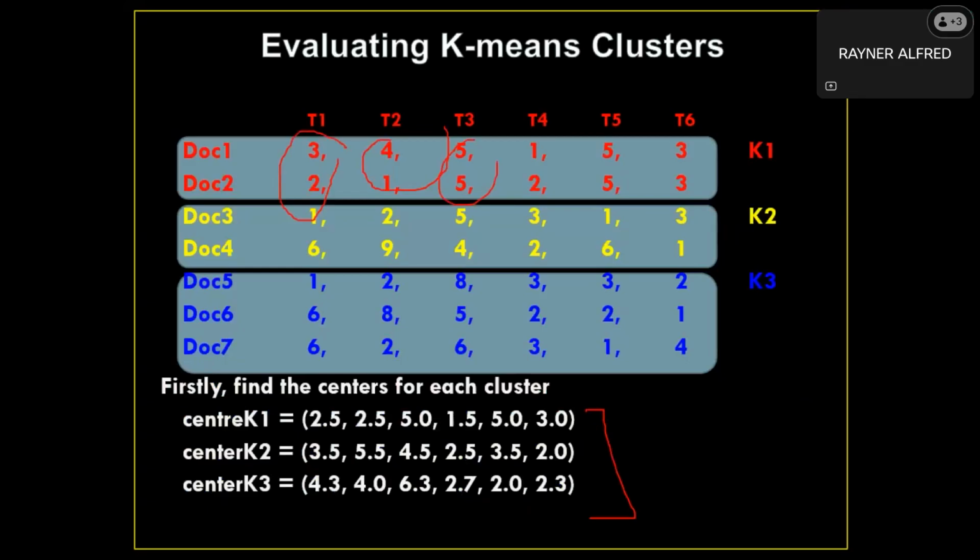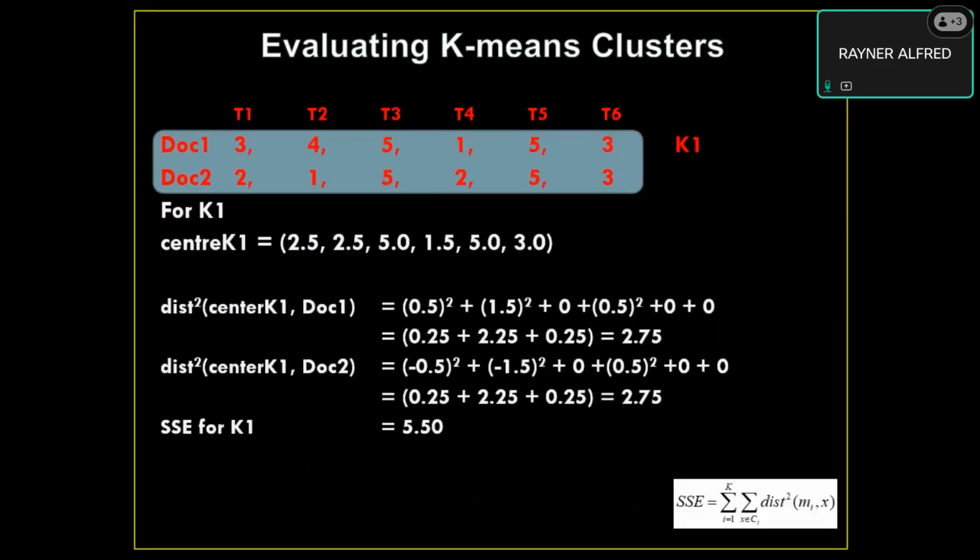Now we will apply for each of the clusters that we have, we will find the compactness. So for instance, like this, we have the center here. The formula that we use is this one, sum of square error. Sum of square error means you find the differences and then you take the square and then you add up the values. So for example, the center is 2.5.